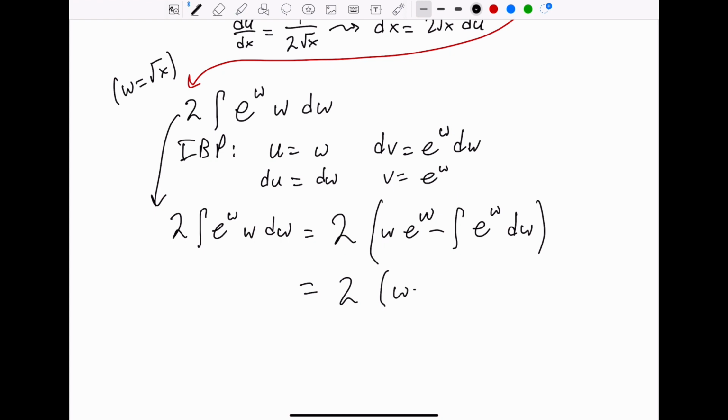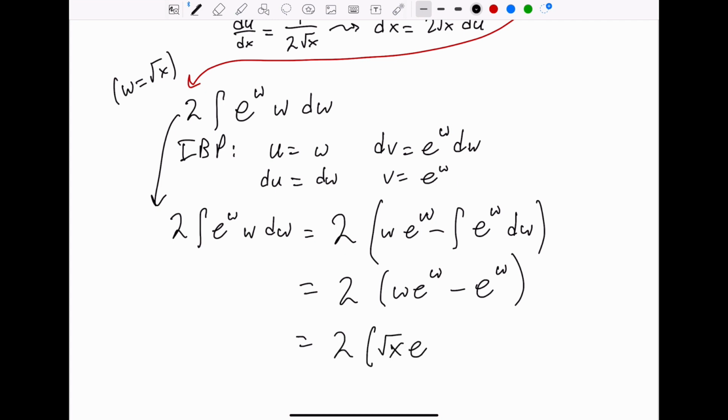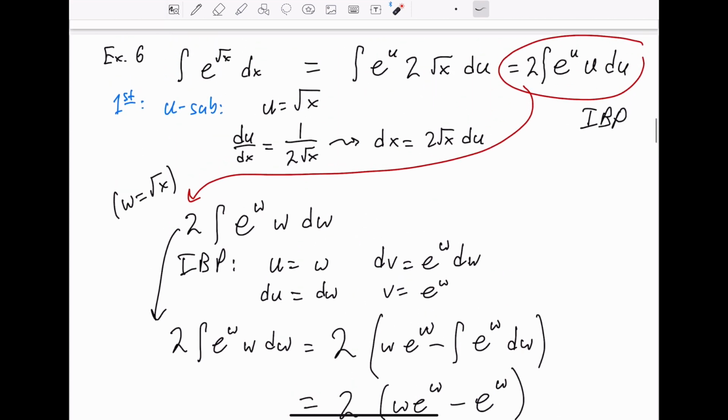This becomes w times e to the w minus e to the w, and our final step is to replace w with the square root of x. We obtain 2 times square root of x, e raised to the square root of x, minus e raised to the square root of x, plus c, and there is our final answer. We used integration by substitution first, and then integration by parts. Once again, this is not uncommon to see multiple integration techniques in order to solve a single integral problem.